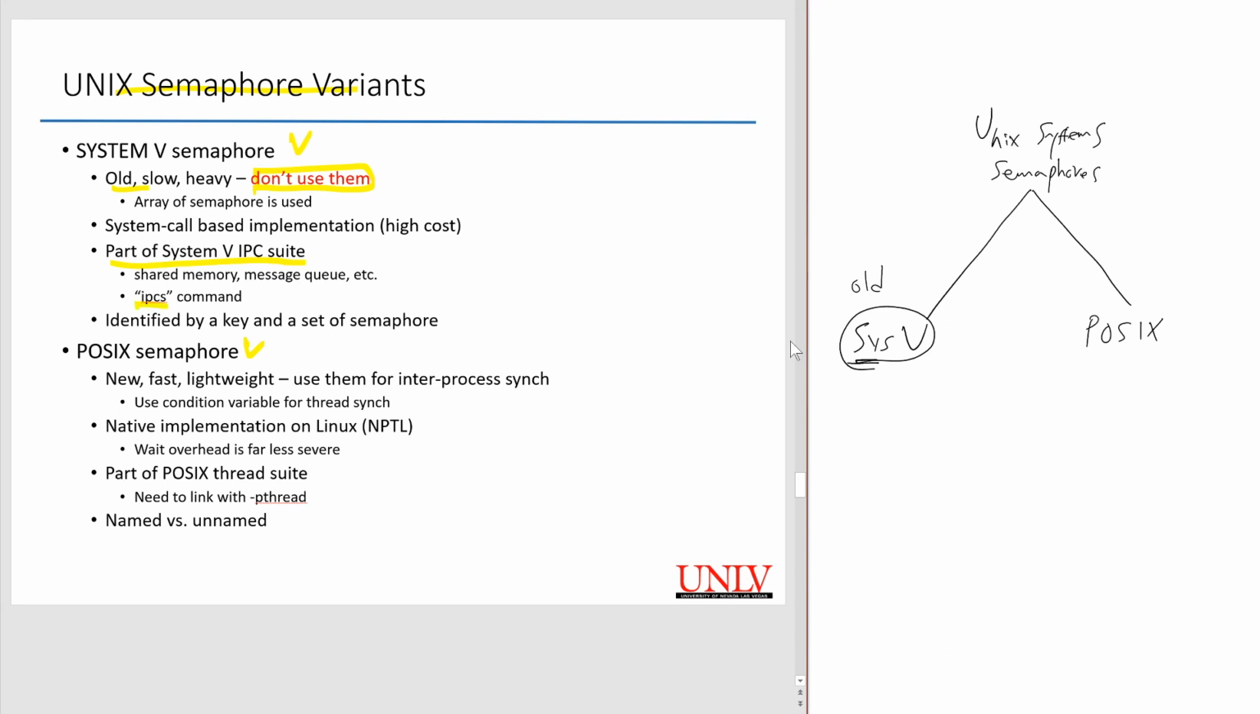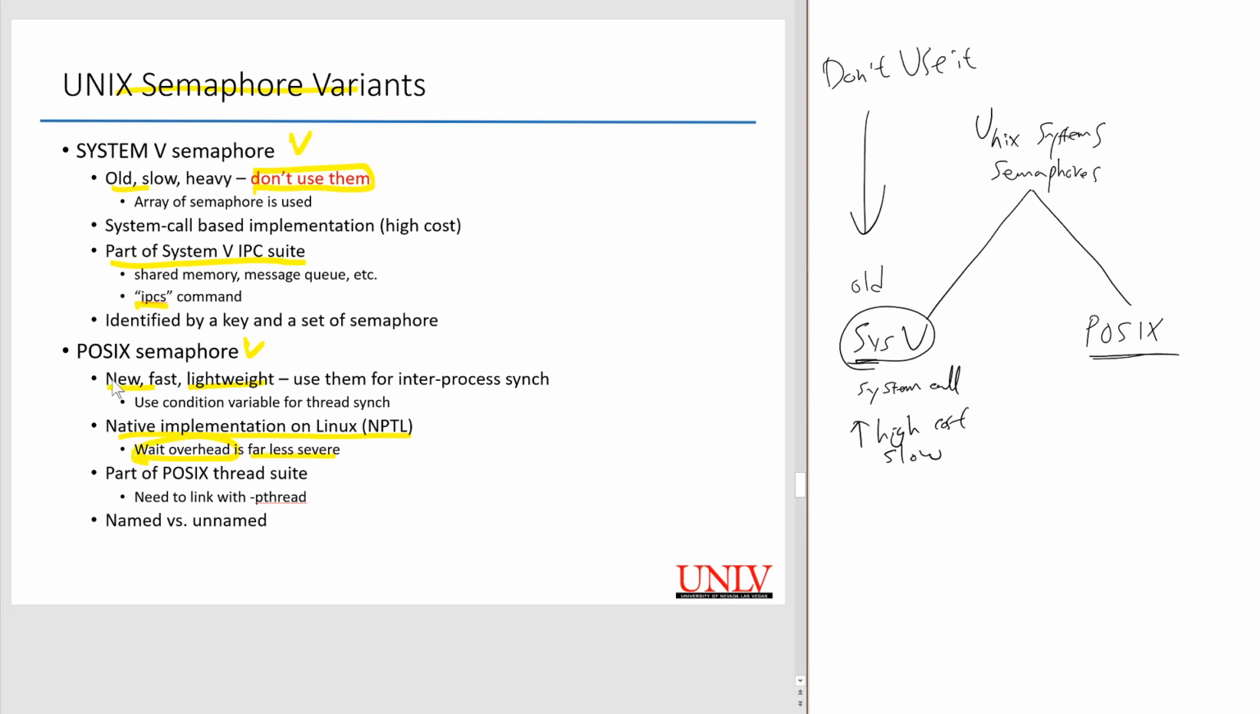And actually there's a command. On many Unix systems you have the ipcs command, and it will list the resources associated with IPC. The thing is, this System 5 semaphore is entirely system call based, so it's high cost and slow, and the interface is horrible. So don't use it. If you have to use a semaphore, then use a POSIX semaphore, because this is more recent, so new, fast, and lightweight. In the case of Linux, it's a part of NPTL, and therefore the overhead is far less severe.